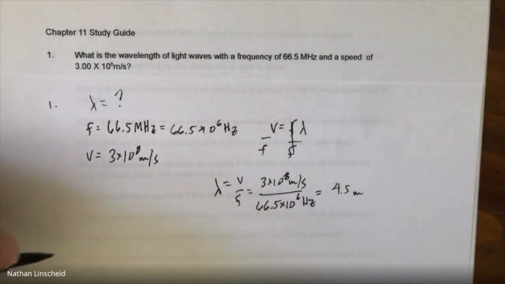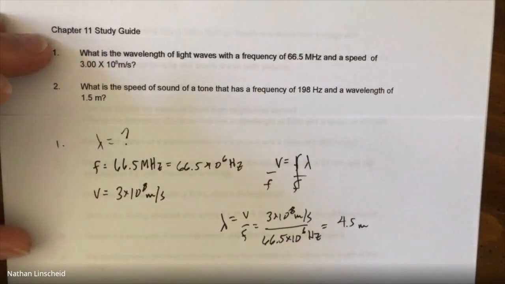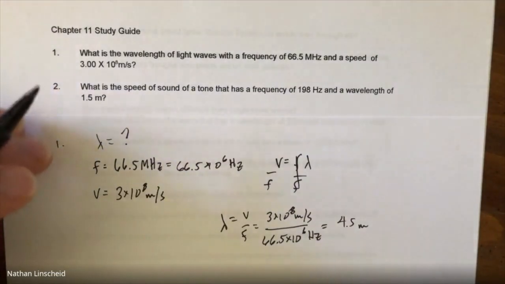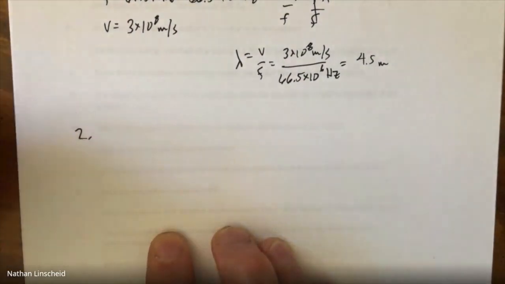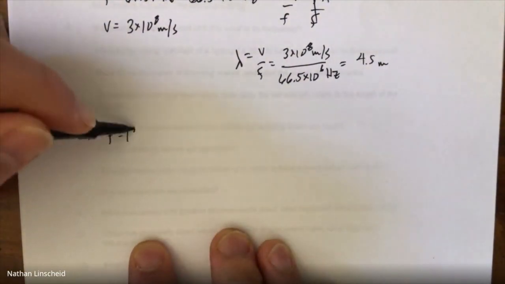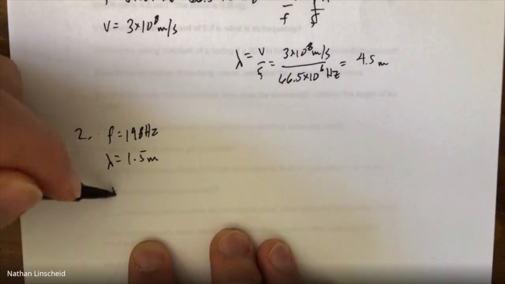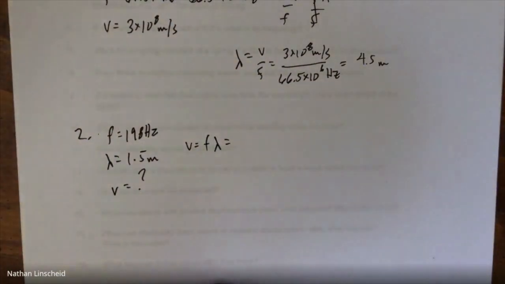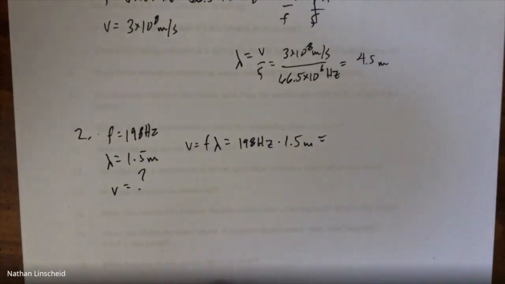Okay, next up, number two. What is the speed of sound of a tone that has a frequency of 198 hertz and a wavelength of 1.5 meters? So do number two down here. It has a frequency of 198 hertz, wavelength of 1.5 meters, and we want to know the speed. Okay, so again, same equation, V equals F lambda. Now I don't have to do any algebra, I just plug and chug, so it's 198 hertz times 1.5 meters, and we won't get the calculator out for this one.